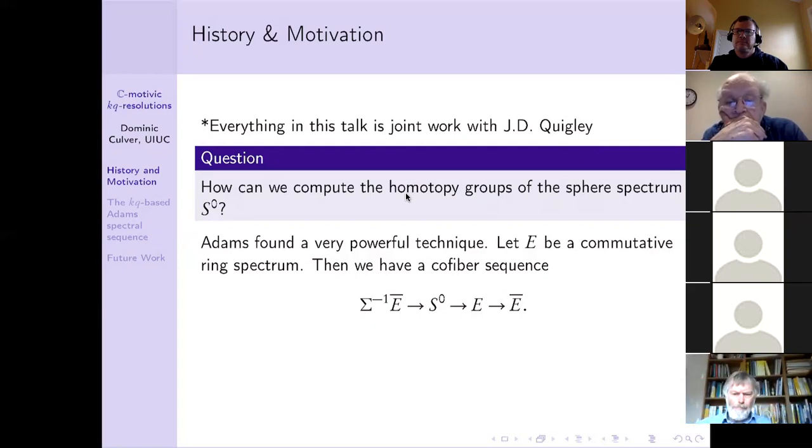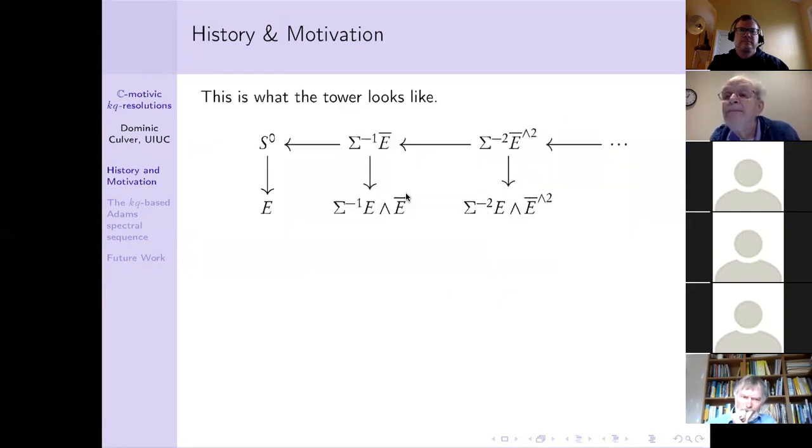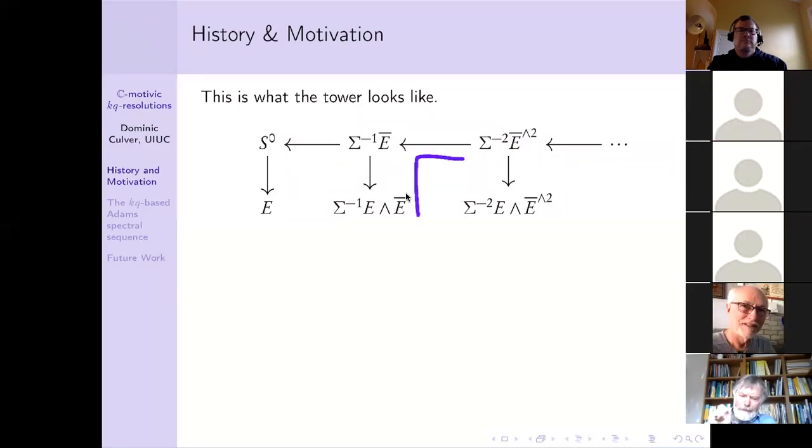The idea is you keep smashing this cofiber sequence with E bar over and over and over. If you do that, then you get a tower that looks like this. This here is the cofiber sequence from the previous slide. If I smash this cofiber sequence with E bar, then I get this cofiber sequence. And if I smash with E bar again, I get this cofiber sequence, and so on and so forth.